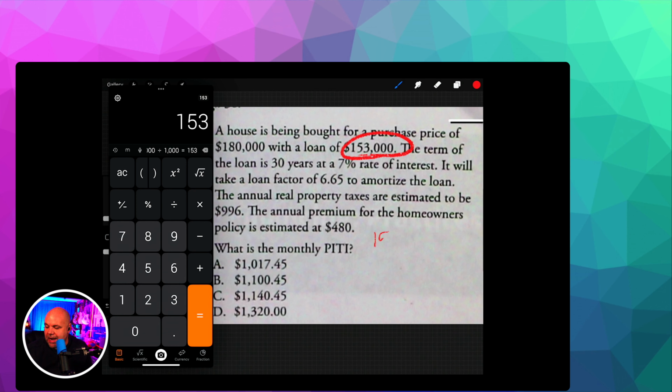And then multiply that by the factor of 6.65 to get our monthly principal and interest. So that's 1,017.45 for P and I.